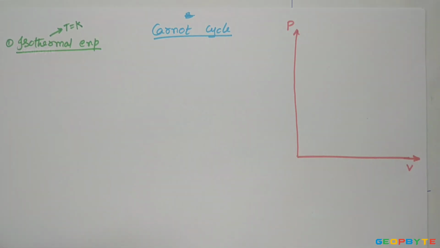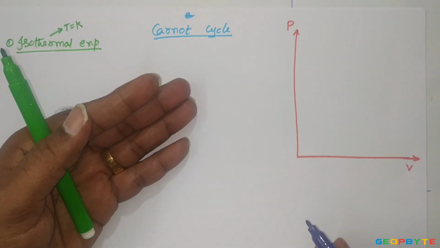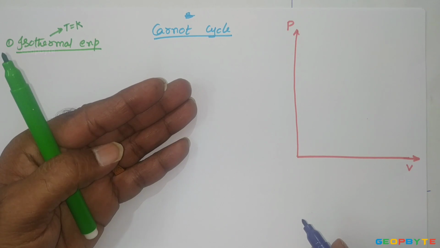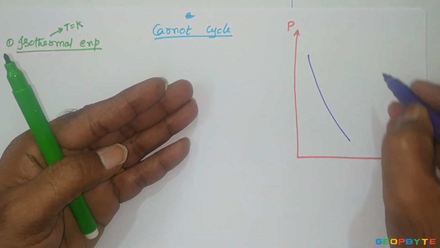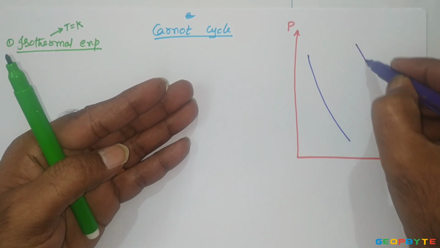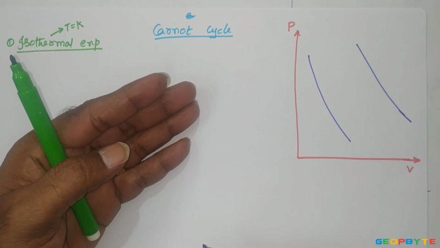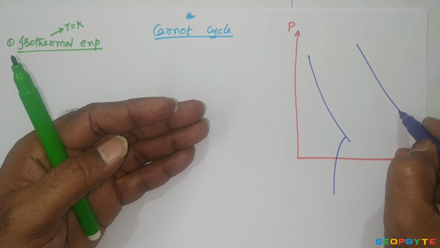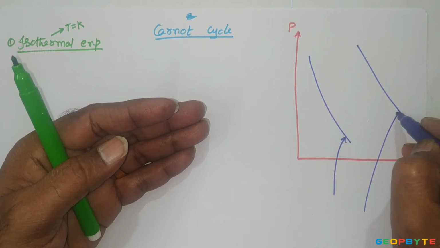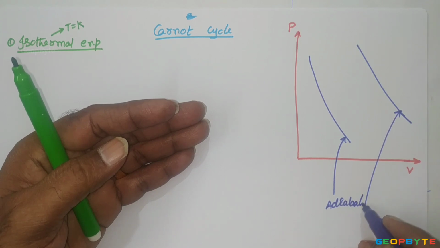As we know, the Carnot cycle consists of 2 adiabatic processes and 2 isothermal processes. First, let us select the 2 adiabatic curves. These are the 2 adiabatic curves. The 2 adiabatic curves are always parallel to each other.